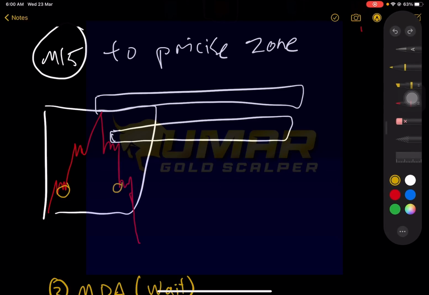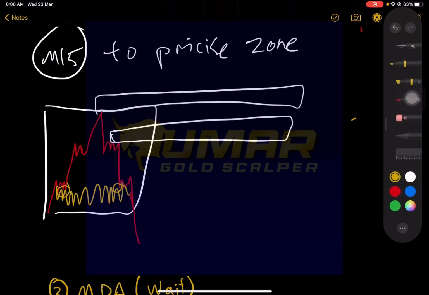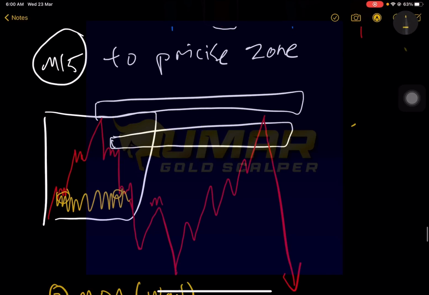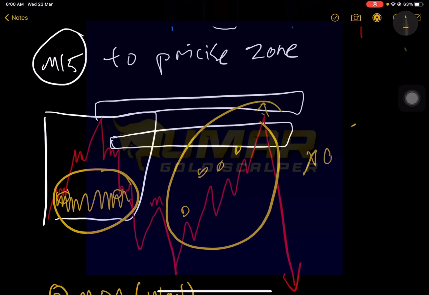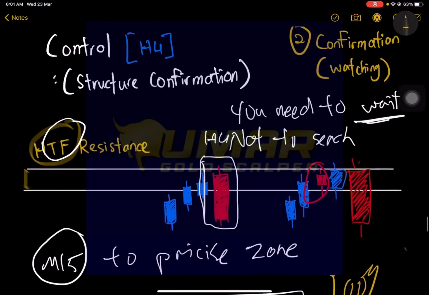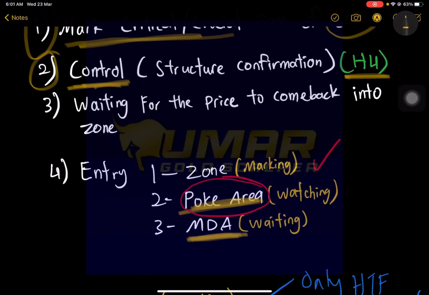So we have a poke area, and we wait for the miss, deep, accurate to happen. Like before, miss and deep, deep, deep, accurate, and suddenly drop like that. And if these two do not happen at the M15, I'm sure this zone, this setup will fail 100%. 100% it will fail. So that is the important thing about the poke area and the miss, deep, accurate.